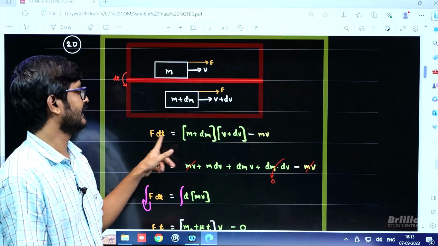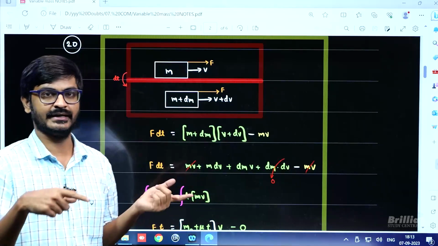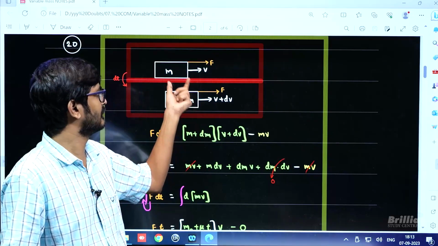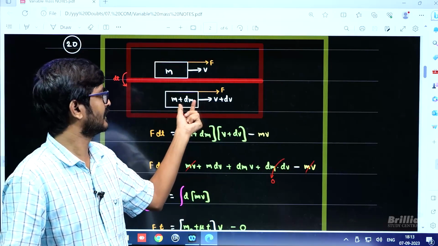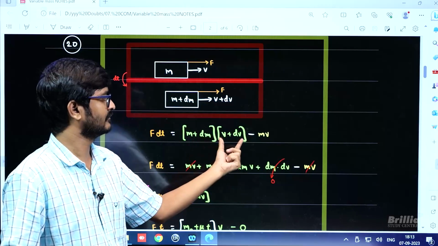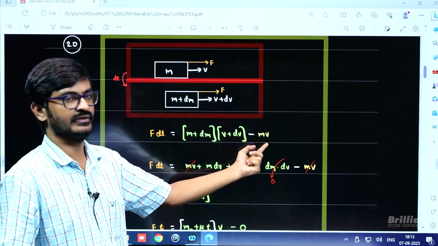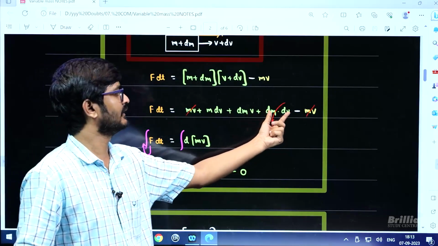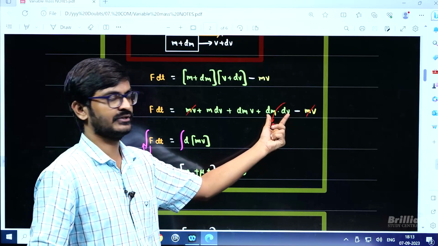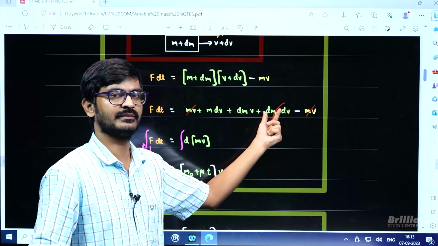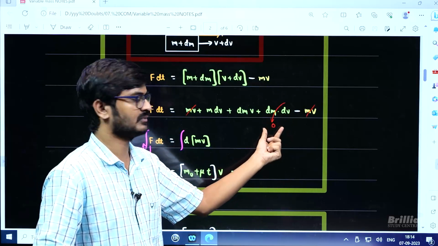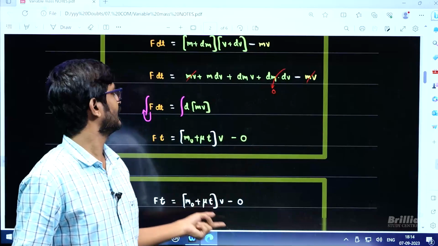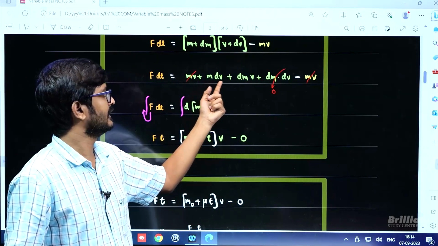So we know F dt equals change in momentum. F is dp by dt, so F dt equals dp. So F dt is the change in momentum, that is final momentum minus initial momentum. Final momentum is (m plus dm) into (v plus dv), minus initial momentum, m into v. When I expand this, I will get 4 terms, but dm into dv will be very small. Dm is very small, dv is very small, so dm into dv is very, very small, almost negligible. Now m v will get cancelled. So finally I will get F dt equals m dv plus v dm.